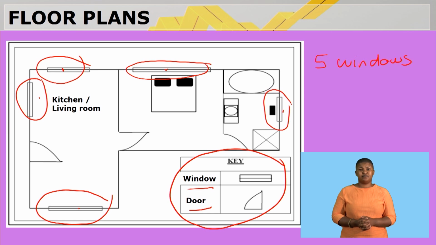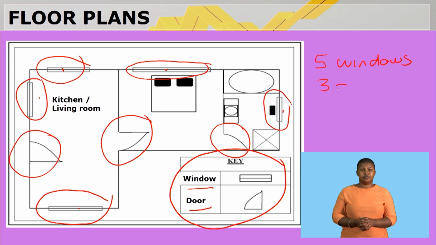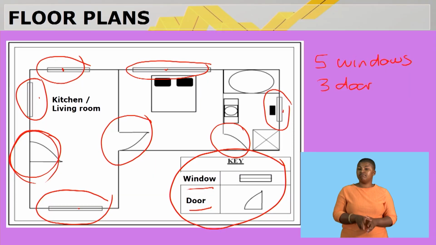How many doors? That's one, and a door over there. So there are 3 doors. And then which door will be an outside door, meaning opening so that you can go out of the house? That is going to be the door in the kitchen or the living room.